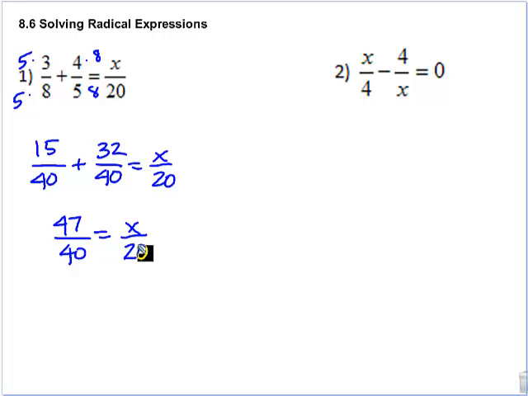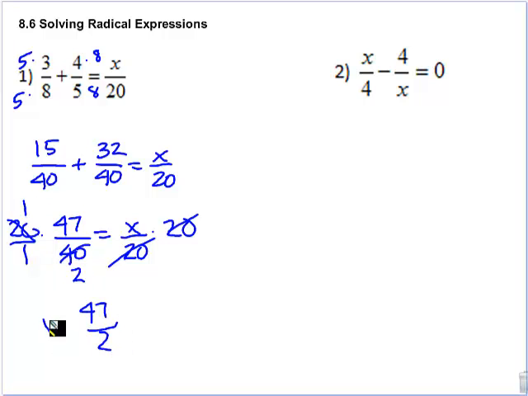We could cross multiply and solve, but that's doing one more step than what we need to do. How can we just get our x alone here? Just multiply by the 20. Right? If we multiply by the 20, this 20 cancels, so we just have our x alone. If we multiply by the 20, we can think of it as 20 over 1. Can we reduce the 20 and the 40? To 1 and 2? So our answer would be 47 halves.